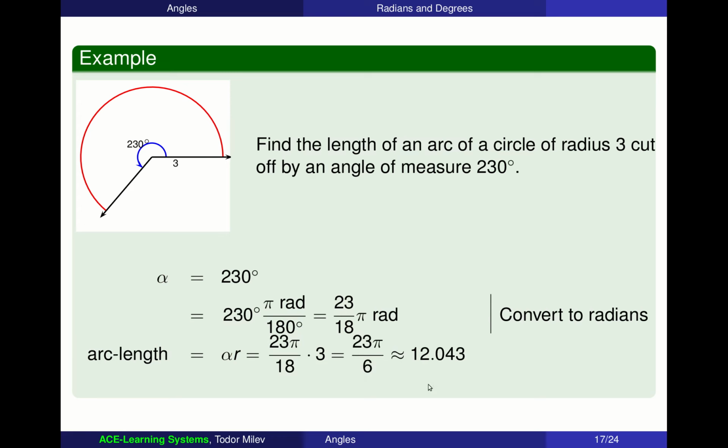If you possess a calculator, you can find a numerical approximation of that length. So if this is an actual physical quantity that you care about, not just a problem you're solving for an exam, you may want to approximate that number with your calculator.